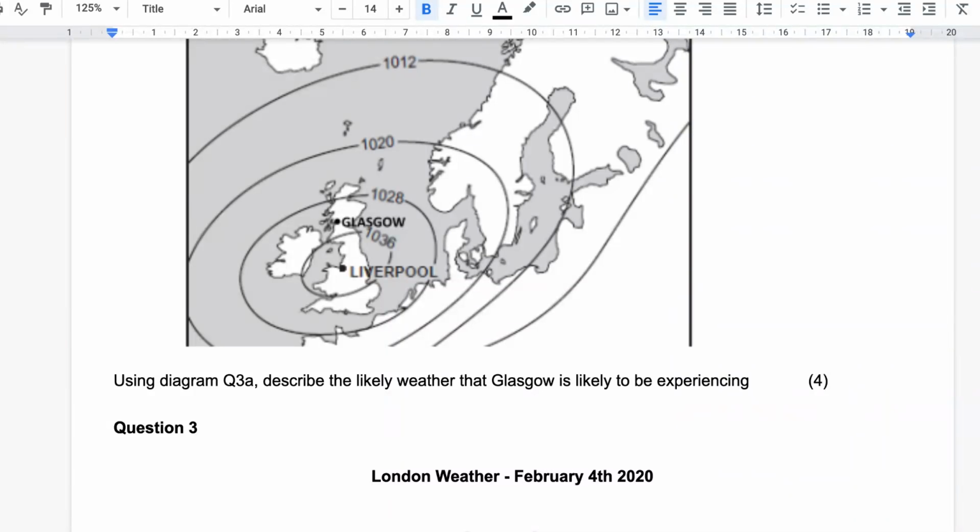Now pause the video at this point and reflect on how much of that you understood. Are there any particular areas that you weren't clear on and you think you maybe didn't use in your answer? And make sure you record them down.